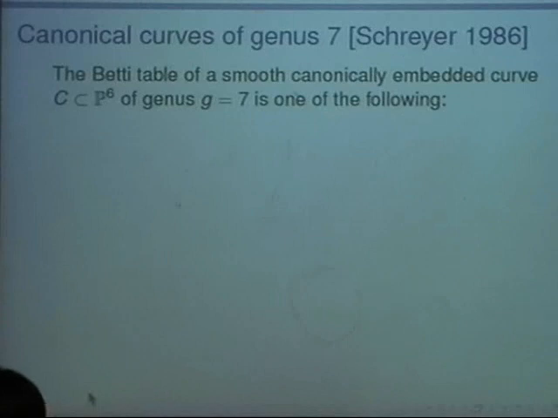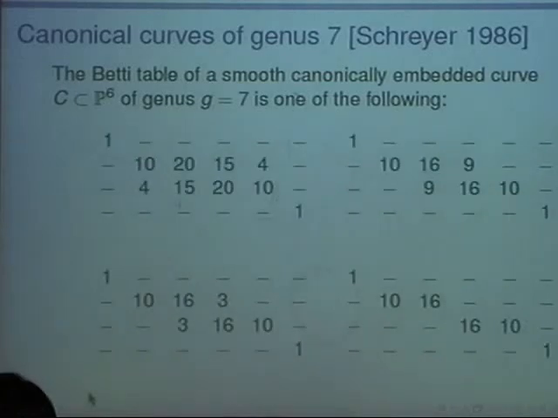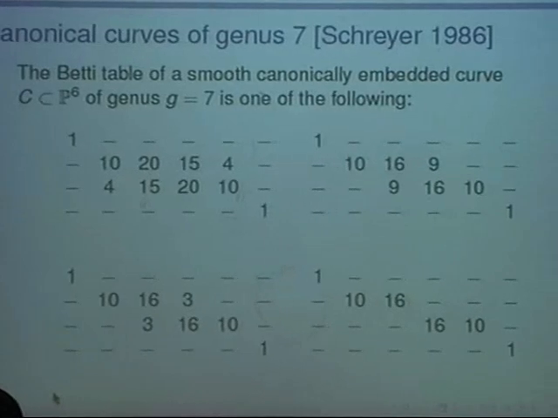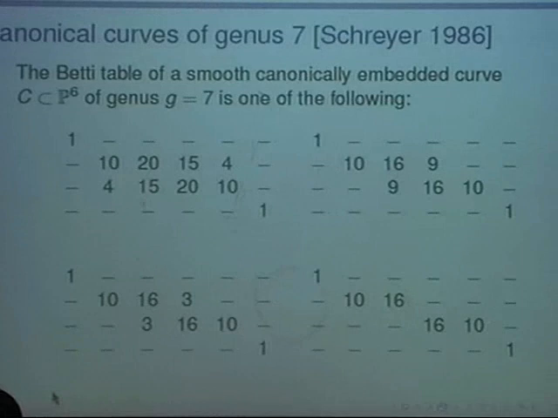So the Betti table of a smooth canonically embedded curve C of genus 7, so it sits in P^6, and the canonical embedding is one of the following. These are the only 3 possibilities. We have a smooth canonical curve, and they have a nice geometric interpretation.